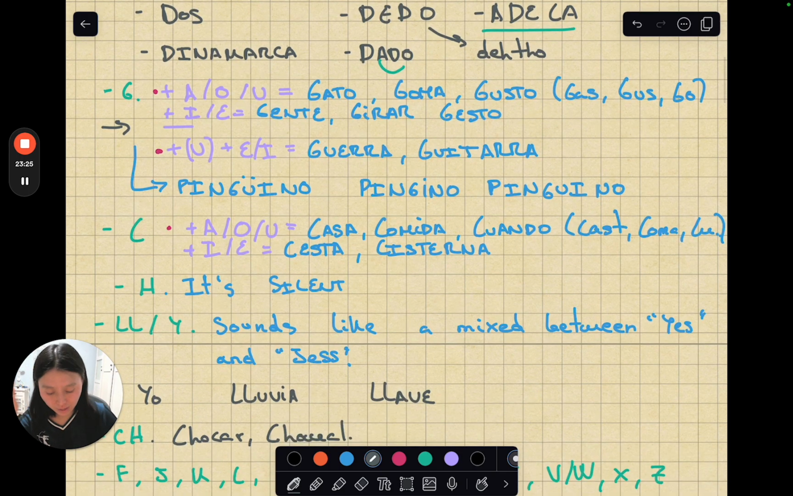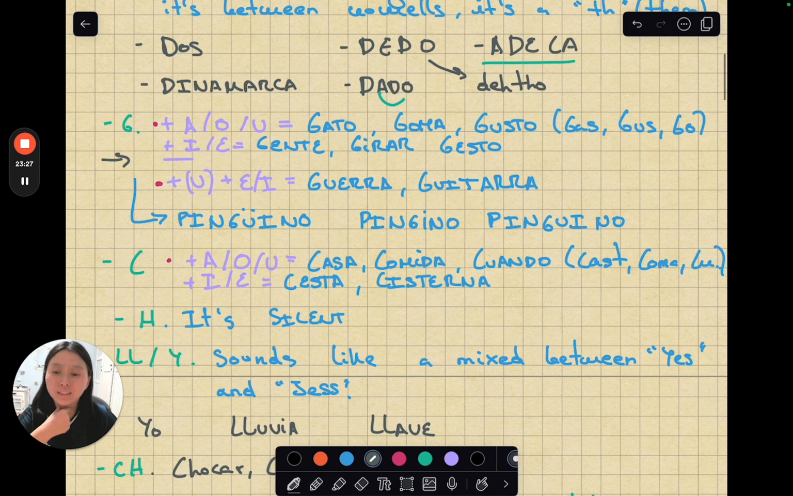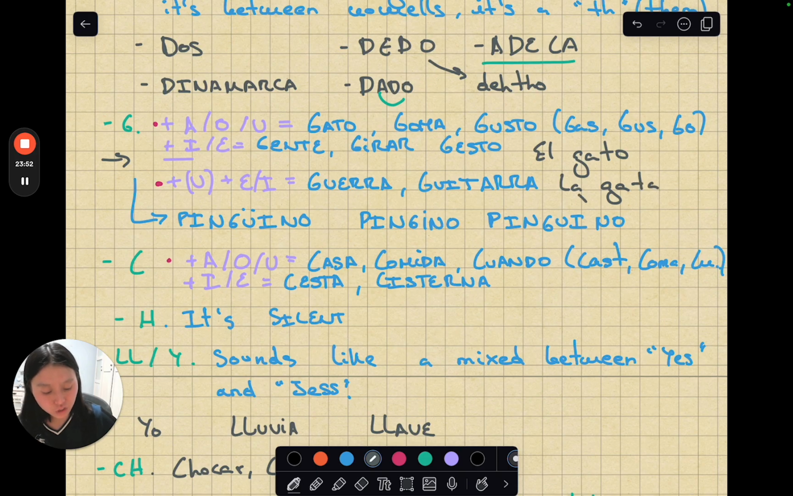There's one last thing I have to say about the G when it has a G sound, and it's that it's the same as with the D and the B. Whenever it's between vowels, it's going to sound softer. So, if I say el gato, I'm going to say el gato, right? But if I say la gata, so el gato would be the male cat, la gata would be the female cat. La gata, in this case, the G is between vowels. So it's not ga, it's ga.